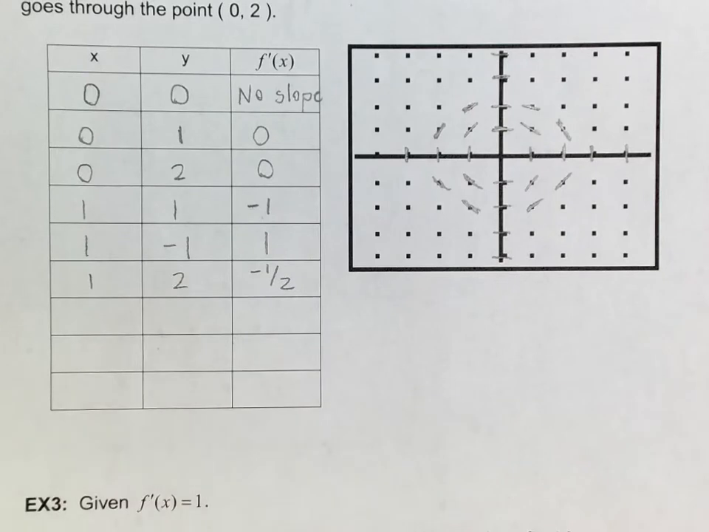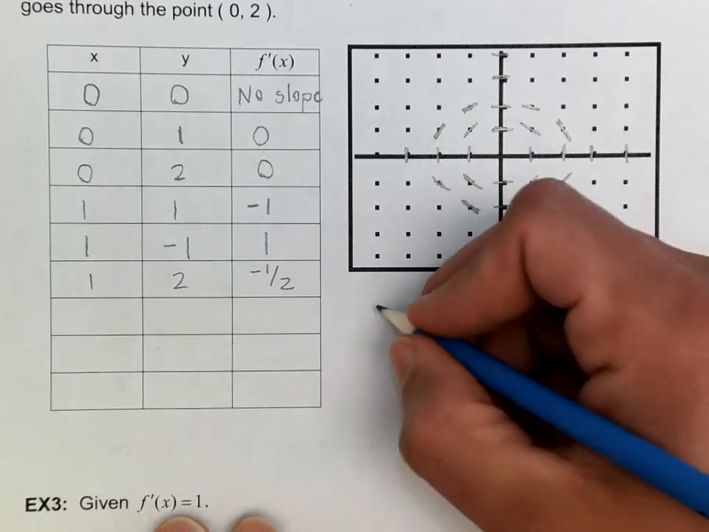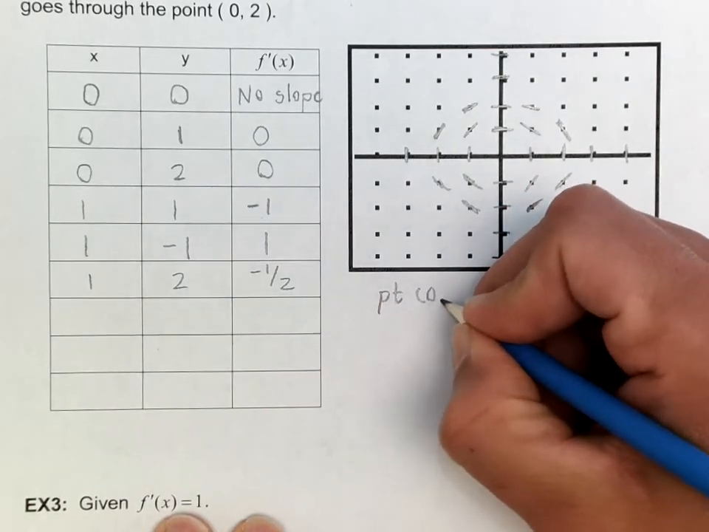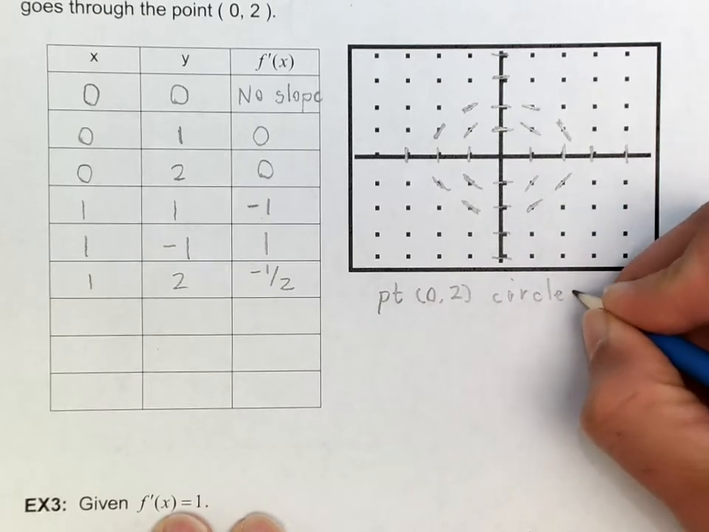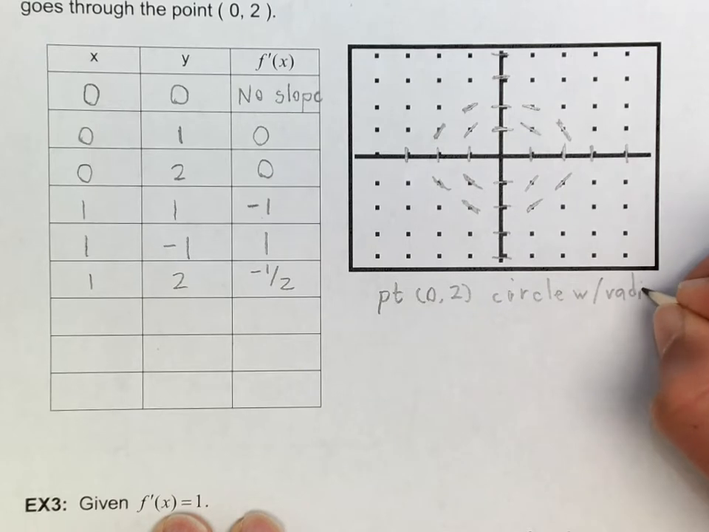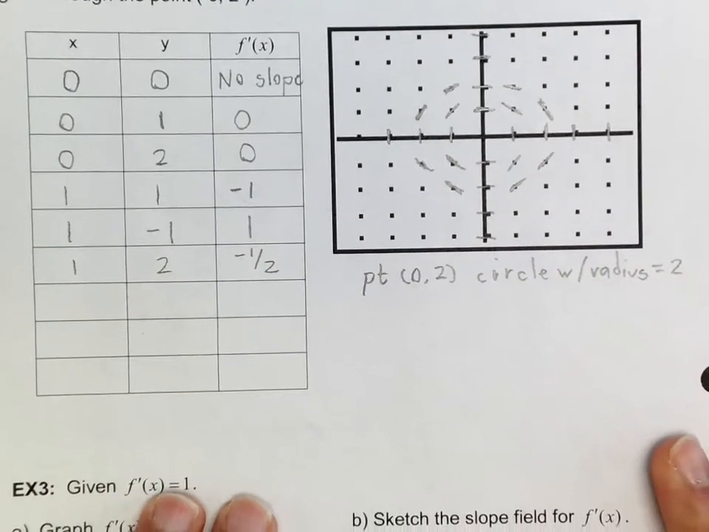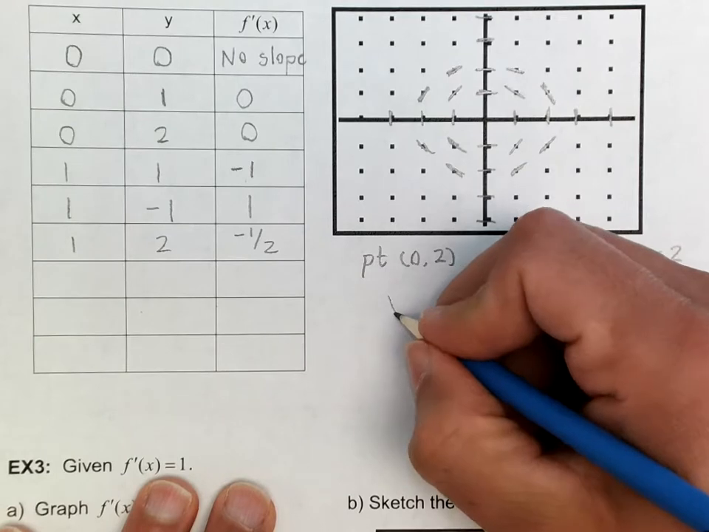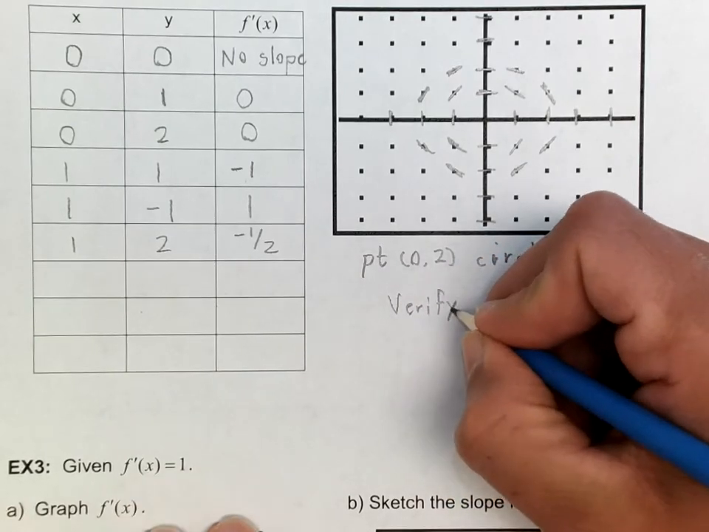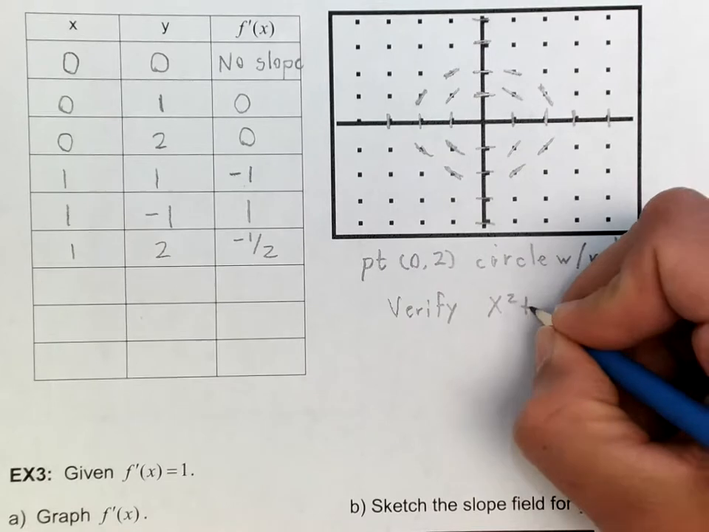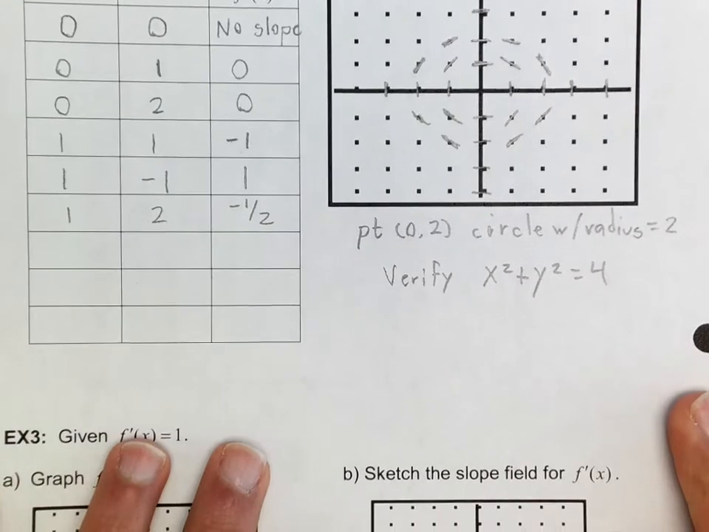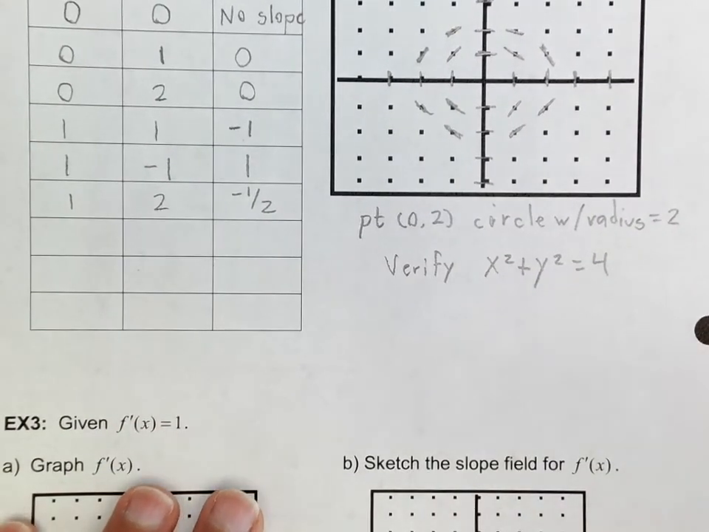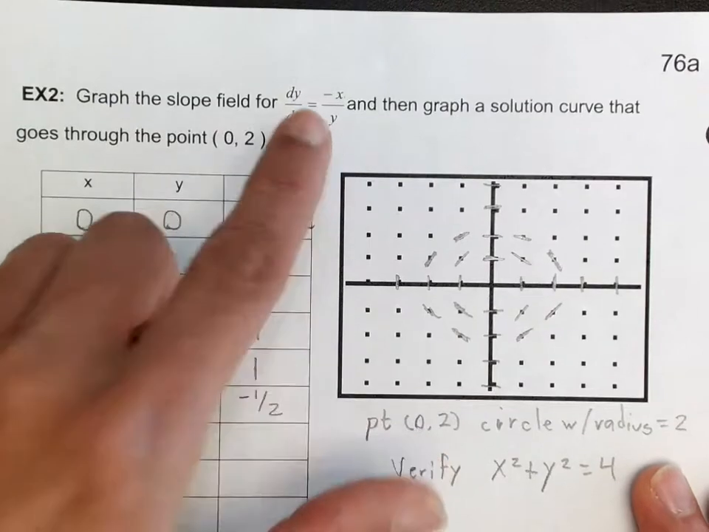Notice that the slope field has the shape of a circle. So the original function must have been a circle. At point 0, 2, I'm pretty sure this is going to be a circle with radius 2. To verify, the equation for a circle would be x squared plus y squared equals 4. If you take the derivative of that, I should get back the derivative that I have right here. And if I do, then that's correct.